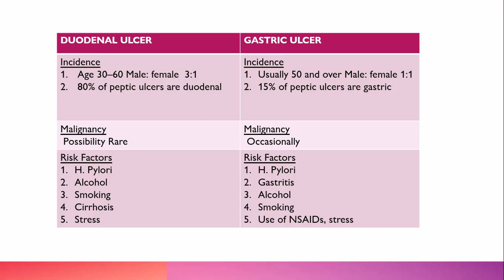Okay, in gastric ulcer, the risk factors are quite the same: Helicobacter pylori, and gastritis if it is chronic or not treated at the first level. Then intake of alcohol, smoking, use of NSAIDs, and stress. Use of NSAIDs means the person is taking painkillers or non-steroidal anti-inflammatory drugs, and if they are misusing NSAIDs, it can cause ulcer.